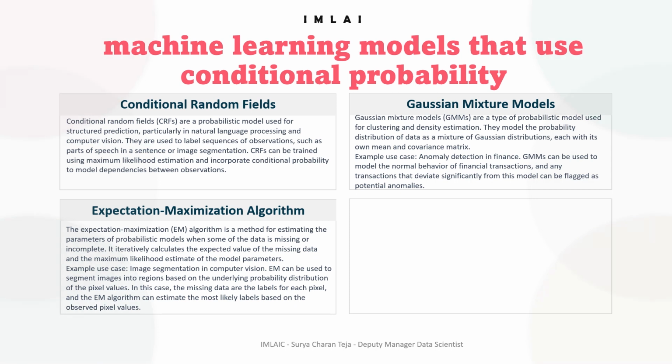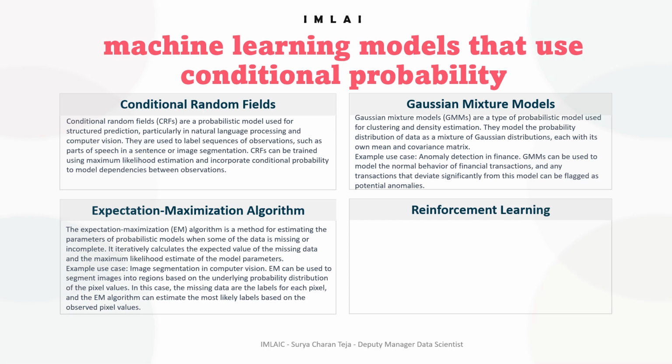Example use case for this is image segmentation in computer vision. Very, very important. The expectation maximization algorithm can be used to segment images into regions based on the underlying probability distribution of the pixel values. In this case, the missing data are the labels for each pixel, and the EM algorithm can estimate the most likely labels based on the observed pixel values.